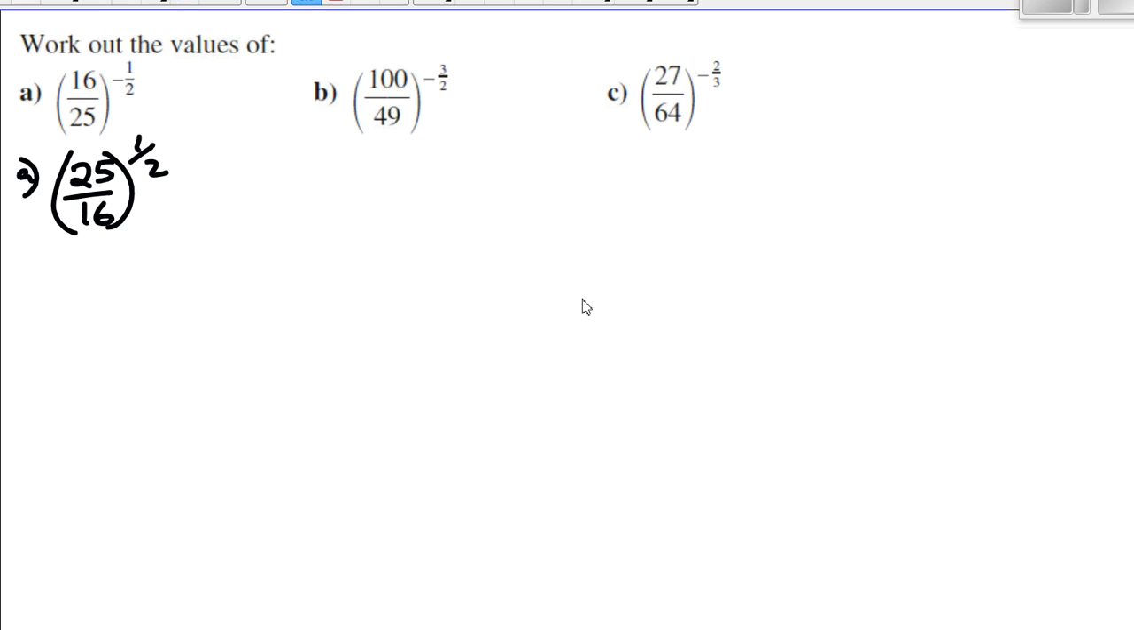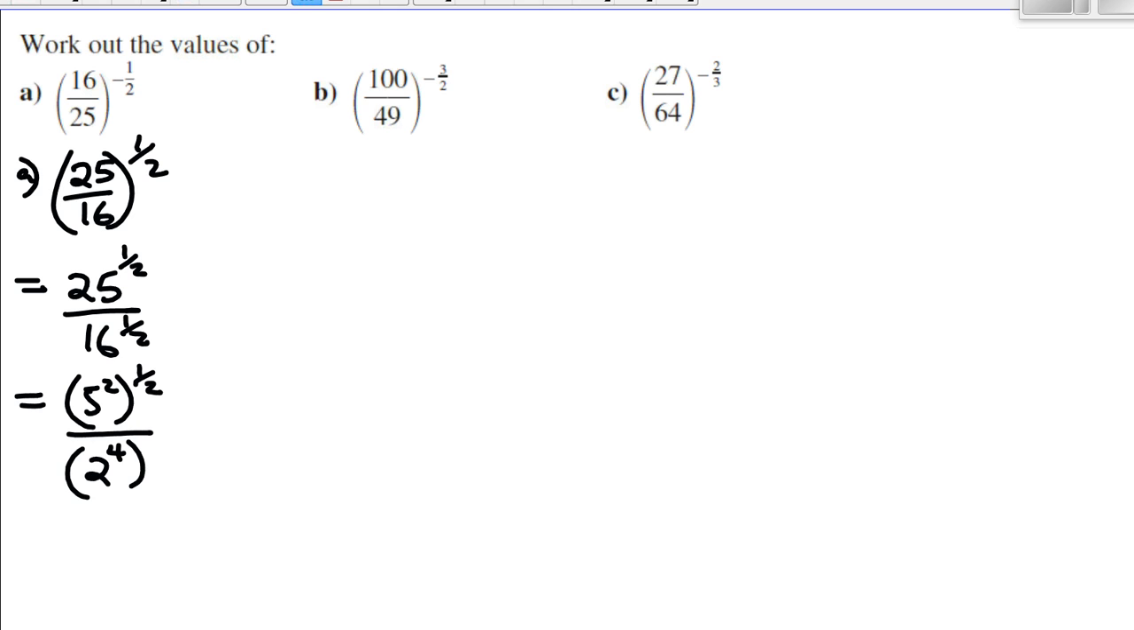Now what we have here is everything to the power a half. So that means 25 to the power a half and 16 to the power a half. Everything in the bracket to the power a half: the numerator to the power a half, the denominator to the power a half. And then we can carry on and say 25 is 5 squared to the power a half, over 16 is 2 to the power 4, to the power a half.